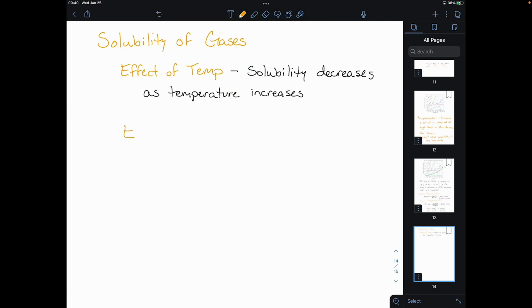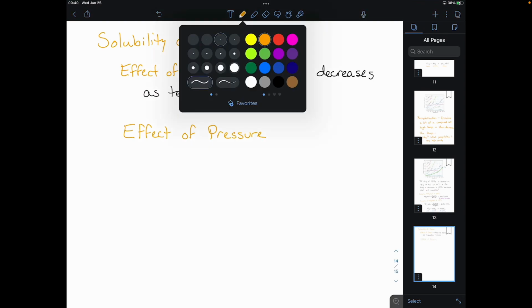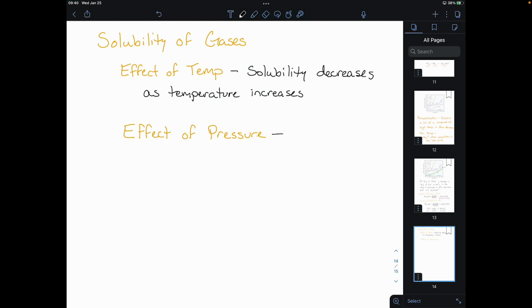The other thing we're going to explore is the effect of pressure. All right, so what do we think? If we have this cup of water and we have some gas, is it going to be more soluble at high pressures or at low pressures? It's going to be more soluble at high pressures, right? The higher the pressure, the more you're basically forcing that gas into the solution.